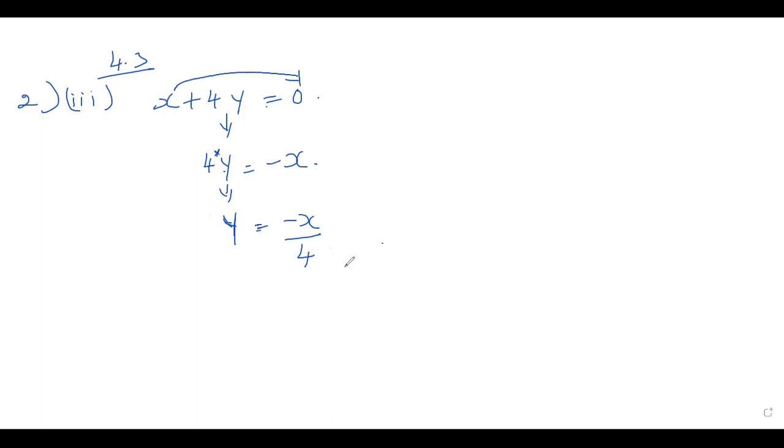Okay, this is the equation. Now let's give values for x, children. X is equal to 0. Then y is equal to minus 0 by 4. 0 by any number is 0 itself, right? So what are the points here? 0 and 0.